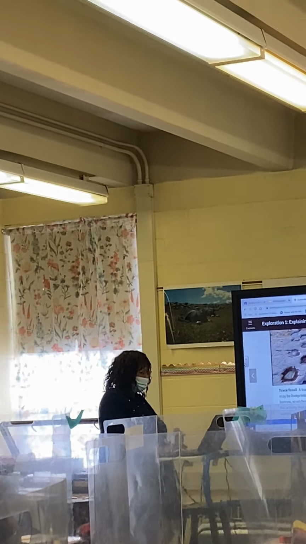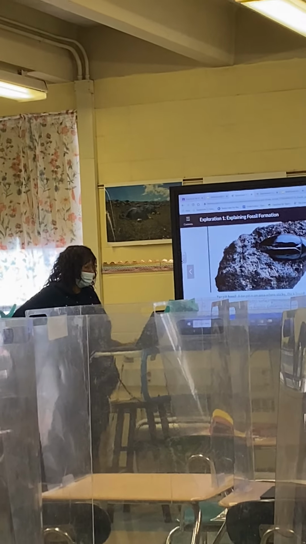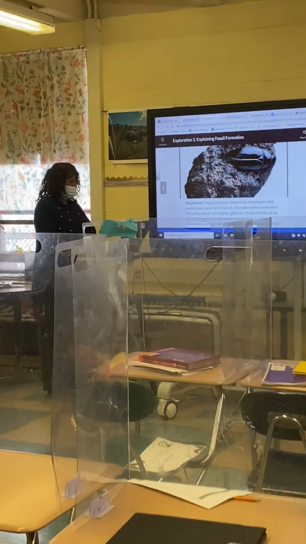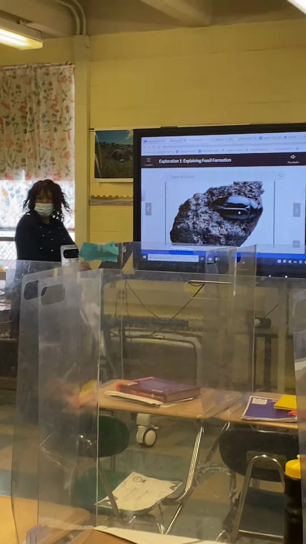Look at this one, you guys. Tar pit fossil. A tar pit is an area where sticky, thick liquid called asphalt seeps up to Earth's surface. This water beetle was found in the La Brea Tar Pits, Los Angeles, California, and it's fossilized. It looks more like an egg. And then we're back to the frozen remains.